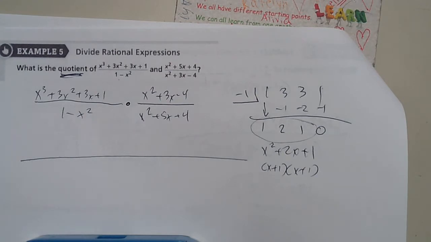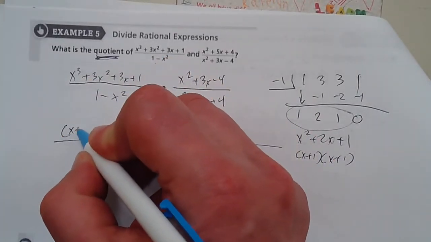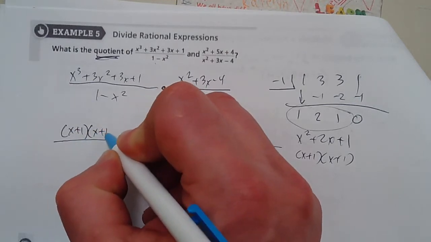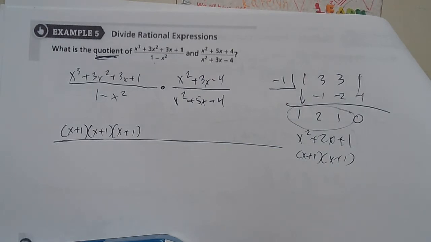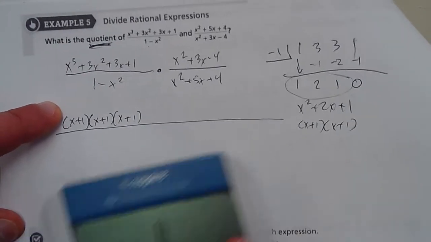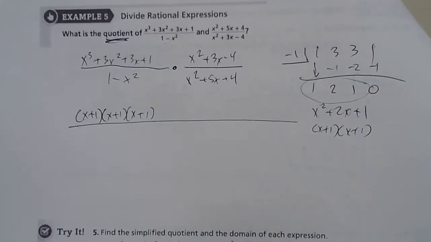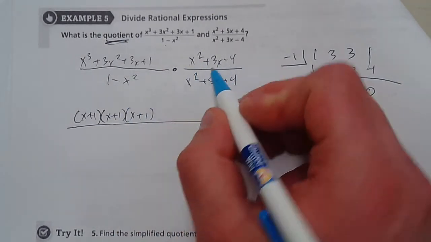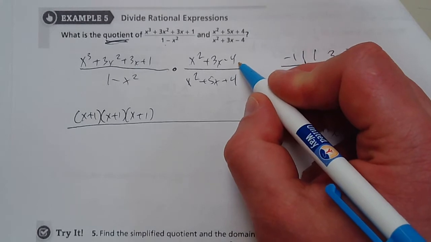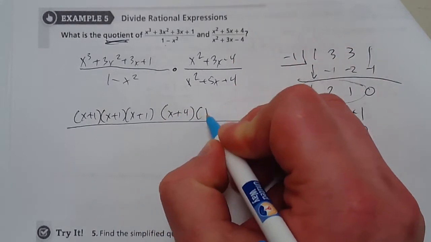So like I said, this is a tough one to start with, but it is one that we've done before. So we could rewrite this first part as just x plus 1 times x plus 1 times x plus 1, because that is what it factors to using our graph, our synthetic division, and our factoring skills after that. Like I said, don't expect ones that are that tough, but it doesn't hurt to see it. This numerator should be an easy one to factor. Factors of -4 that add to 3, we would use 4 and -1. So x plus 4, x minus 1.